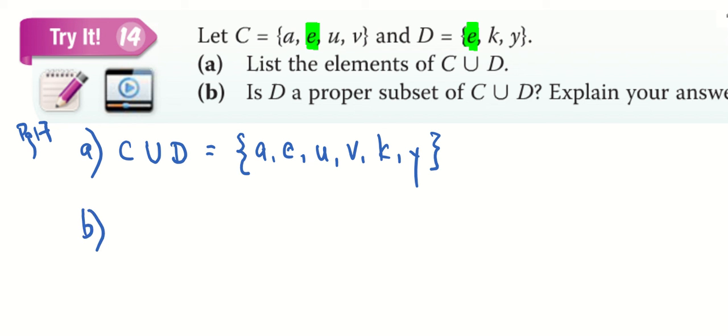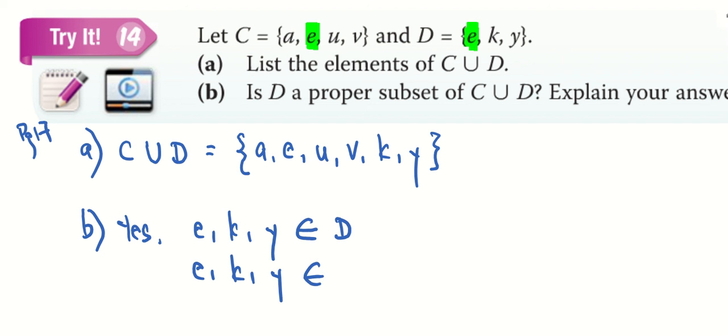Let's take a look at part B. Proper subset. Is D a proper subset of C union D? Yes. Why? Remember the way I write my reasoning? D is a proper subset of C union D. Okay, what are the elements inside D? So I write down: E, K, Y are all inside D. All agree? E, K, Y, are they also inside C union D?